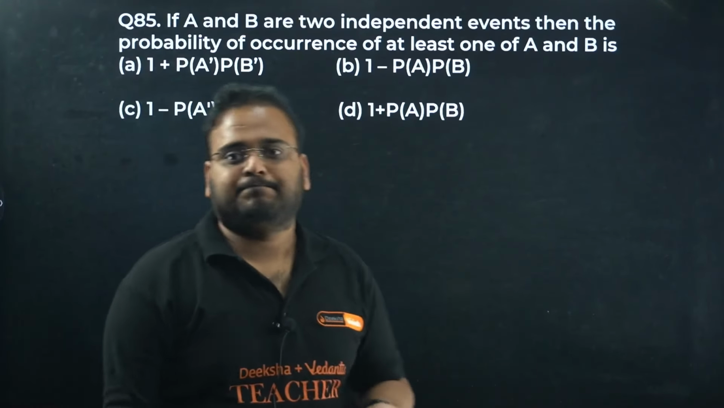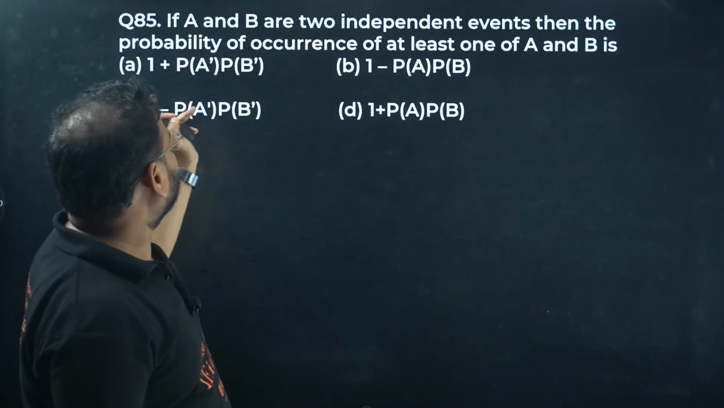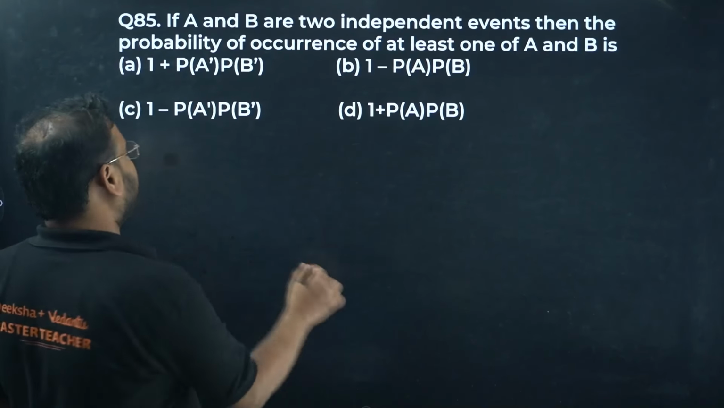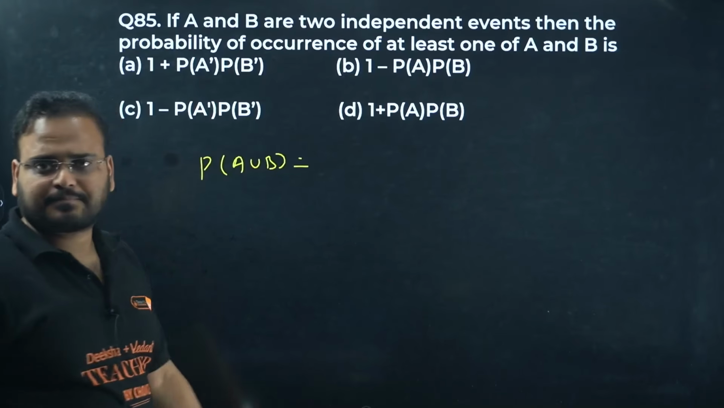85. This is a simple property-based question. A and B are two independent events. Then the probability of occurrence of at least one of A and B. They're asking what this value is going to be.